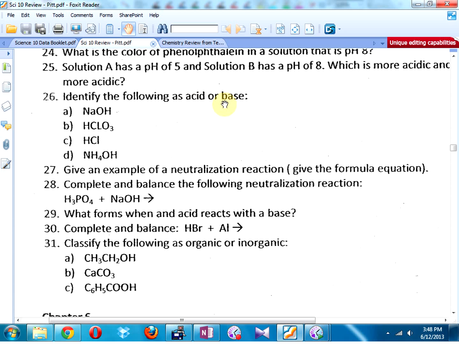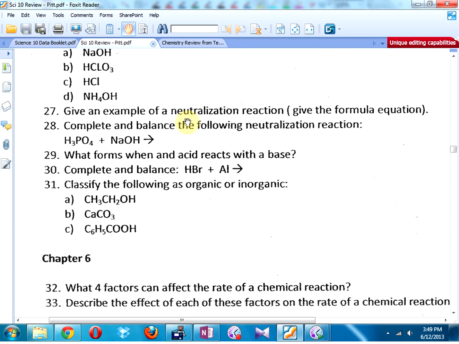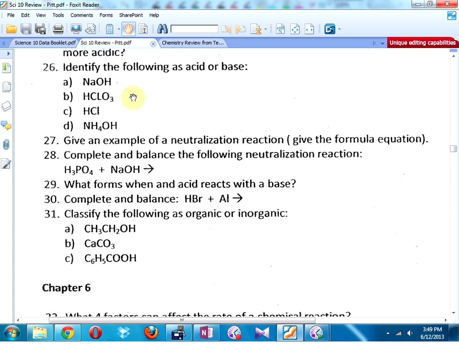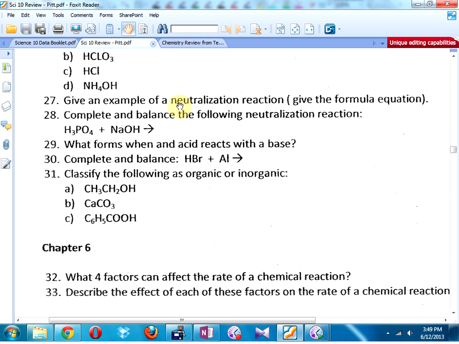Base. What makes a base? It ends in hydroxide, OH. Those are bases. That's a, no pun intended, basic rule for bases and acids. Give an example of a neutralization reaction. So it's acid plus base, and then you end up with water, and the front part of the base joins with the back part of the acid. Okay, that's a neutralization reaction.